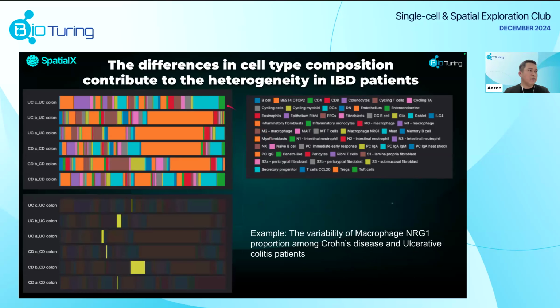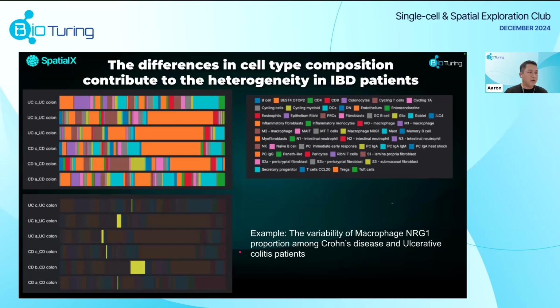Besides doing the cell proportion between three different conditions, like healthy sample, Crohn disease, and ulcerative colitis, you are able to compare the cell proportion between different samples from different patients to see the heterogeneity between patients. As is very clear here, you can see very different proportions of cells between different patients, even though they are all classified as Crohn disease, for example.